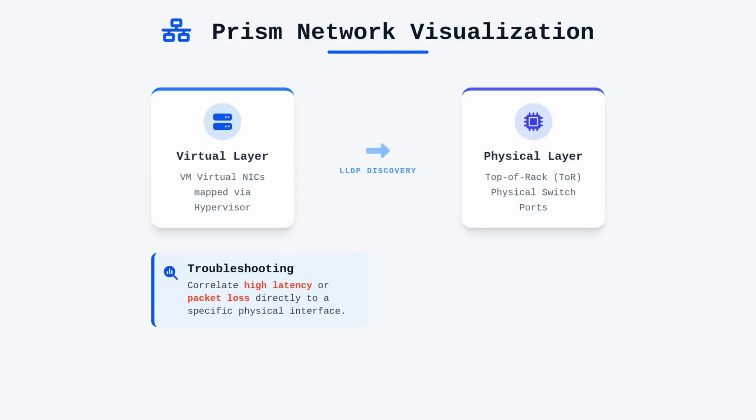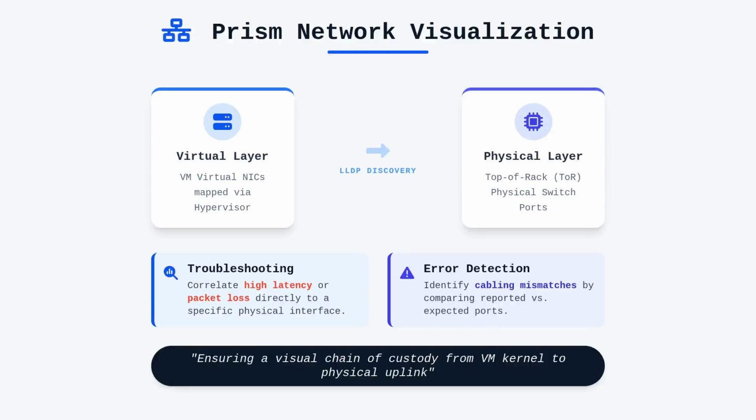As such, you can correlate high latency or packet loss with a specific physical interface. If you see a mismatch between the expected physical port and the one reported by the hypervisor, you are likely dealing with a physical cabling configuration error. Reliable network monitoring relies on this visual chain of custody from the VM kernel all the way to the physical uplink.